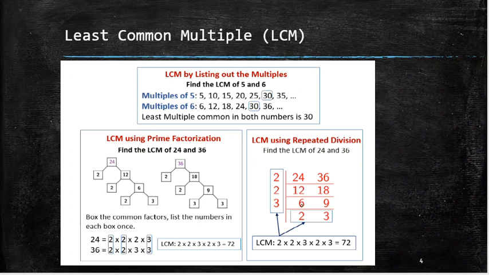For 6 and 9, we can only divide by 3. So now 6 divided by 3, we have 2. And 9 divided by 3, we obtain 3 here. The least common multiple is found by multiplying all the numbers here: 2 times 2 times 3 times 2 times 3, which is equal to 72. That is the LCM for 24 and 36.